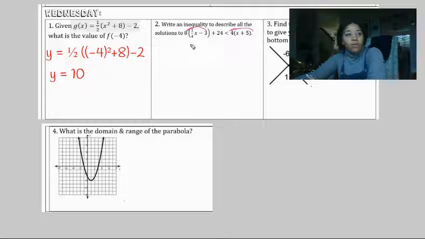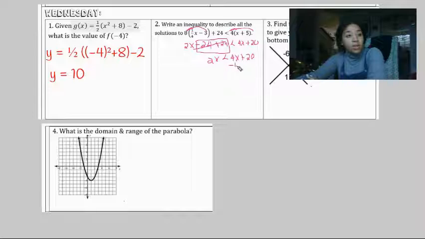So a fourth of 8 is going to be 2, so this would turn to 2x. 8 times negative 3 is negative 24, plus 24, less than, we have 4x. 4 times 5 is 20. Then here I'm going to combine like terms next. So this would just zero out, and then we have 2x less than 4x plus 20.